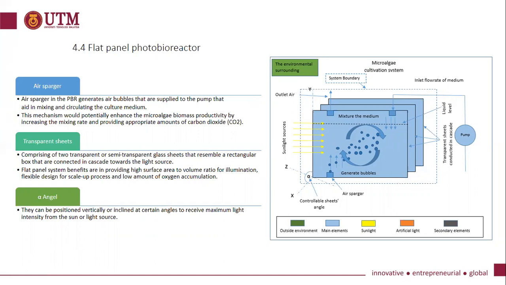We can also see the alpha angle. They can be positioned vertically or inclined at certain angles to receive maximum light intensity from the sun or light source. Flat panel system benefits are in providing high surface area to volume ratio for illumination, flexible design for scale-up process, and low amount of oxygen accumulation.